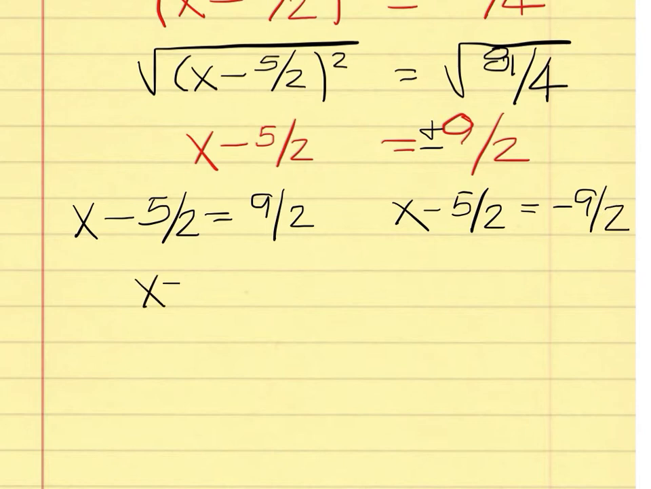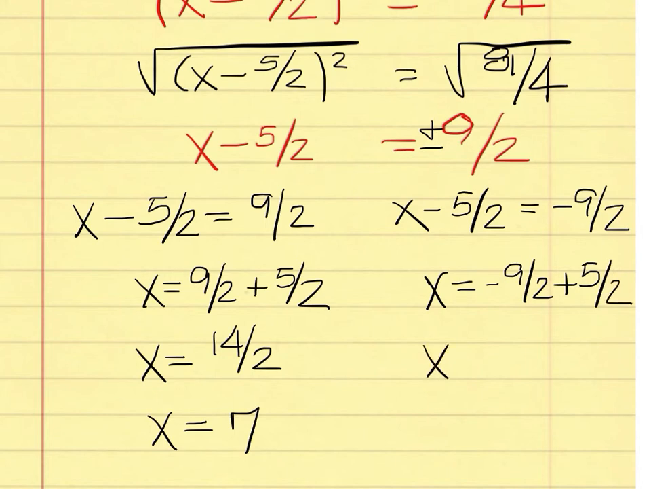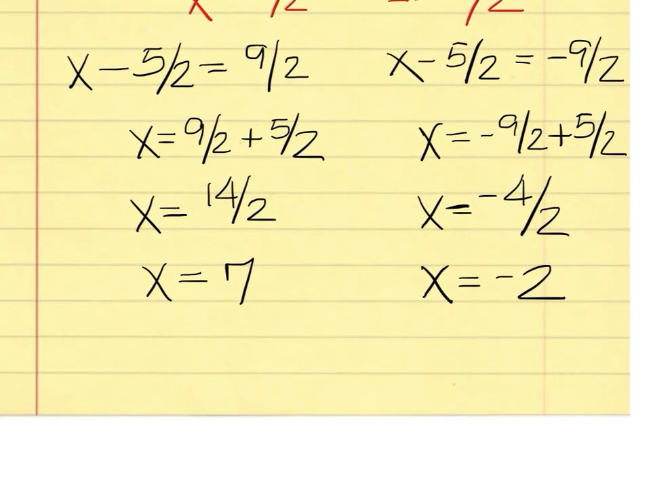On the left, to solve that, I need 9/2 plus 5/2. What is 9/2 plus 5/2? 9 plus 5 would be 14, and you put it over 2. 14/2 is 7. On the right-hand side, I need negative 9/2 plus 5/2. Negative 9 plus 5 is a negative 4. Negative 4/2 is a negative 2. So my solution is negative 2 or 7.